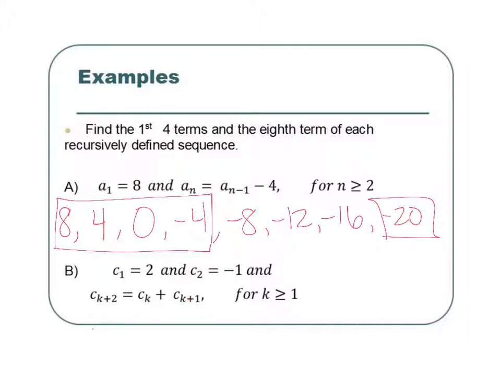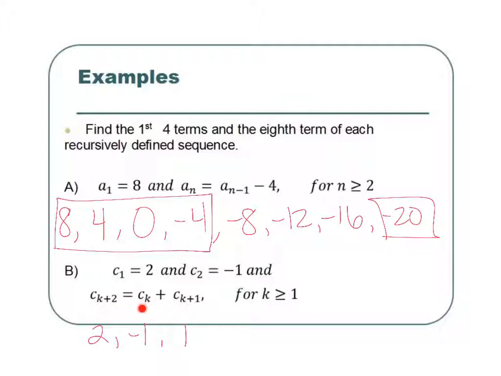So if my first term is 2, and my second term is -1, and now I'm looking for this next term here, well, this is the k plus 2, so I'd have to go back to the k term, add the k plus 1 term, and that would get me this. So basically I'm just adding these two numbers together. Okay, so that gets me a positive 1. Now I'm looking for this term. Well, I've got to go back 2 spots, so I've got to use this one for the k term, and this is the k plus 1 term.